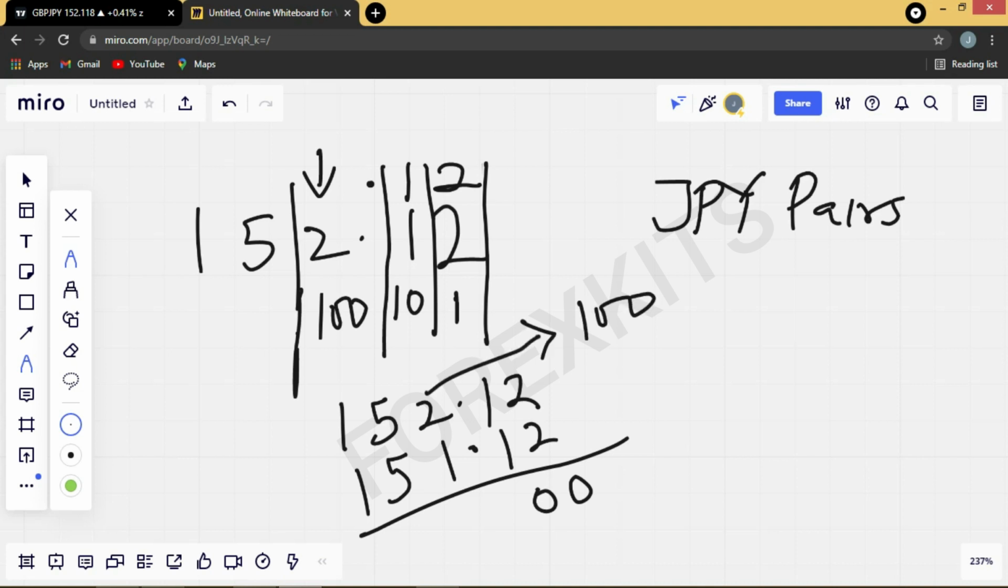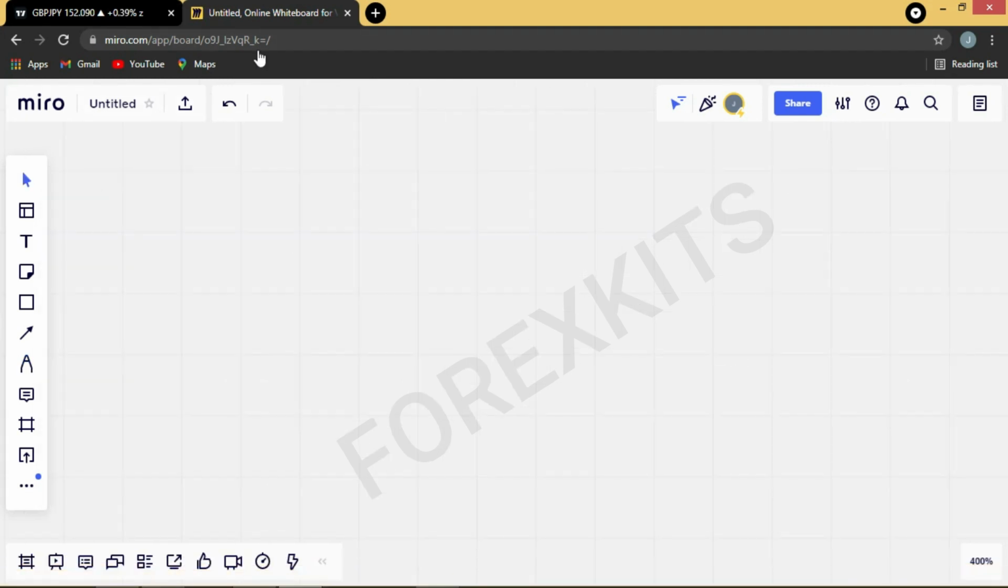So 2 and 1, right? 2 minus 1 is 1, and then look at that, that is a 100 pip difference. So this is it for the pip calculation for JPY pairs. You start from the 2nd decimal place. If there is a 2-digit difference, you come to the 1st decimal place, and if it's a 100 pip difference, you come to the 3rd character, the last character before the decimal. So let's look at real examples.